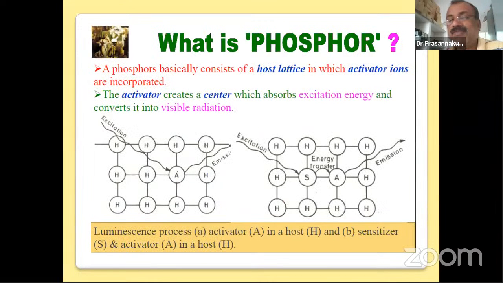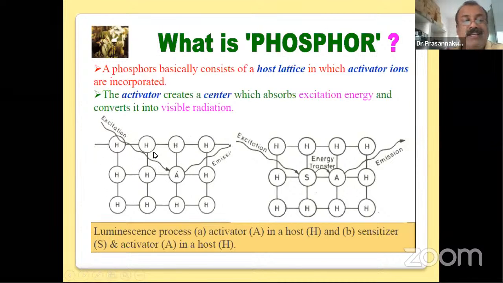What do you mean by phosphors? There is a host lattice. Phosphors basically consist of host materials in which activator ions are incorporated, I mean doped. When the excitation energy is incident on the activator, the emission will take place. This emission energy converts into visible radiation. I mean, the excitation is invisible radiation.